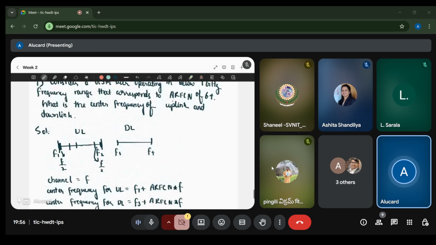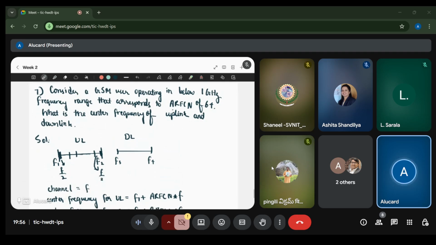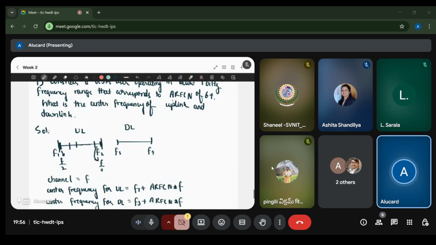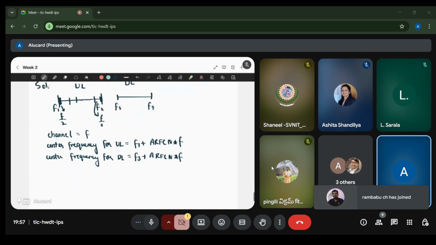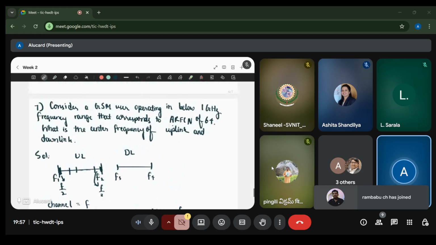So it is your job now to go back to the lectures, find out at what frequency the uplink starts and ends, what frequency the downlink starts and ends, what is the width of each channel that is allocated, how much is the guard band, so that at least you know what are the typical values for a GSM operation.